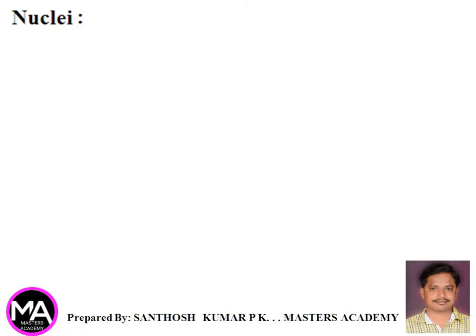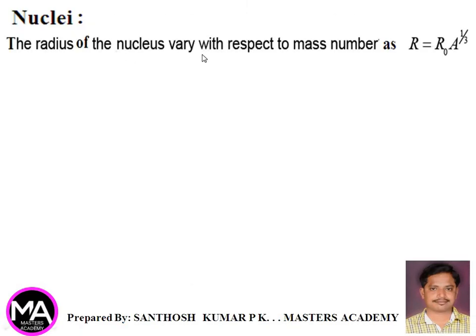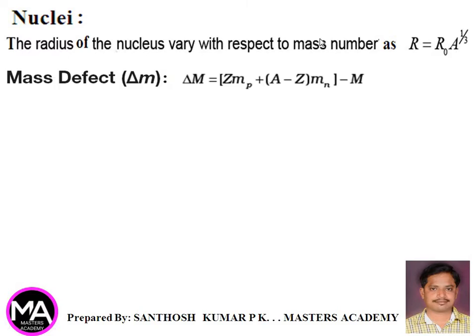Next formula is based on nuclei. The radius of the nucleus varies with respect to its mass number, that is R is equal to R naught into A to the power of 1 by 3, where A is the mass number. Mass defect is given by delta m is equal to Z, the atomic number, that is the number of protons, into the mass of the proton, plus A minus Z, which represents the number of neutrons, into the mass of the neutron, minus the total mass, which gives the mass defect.